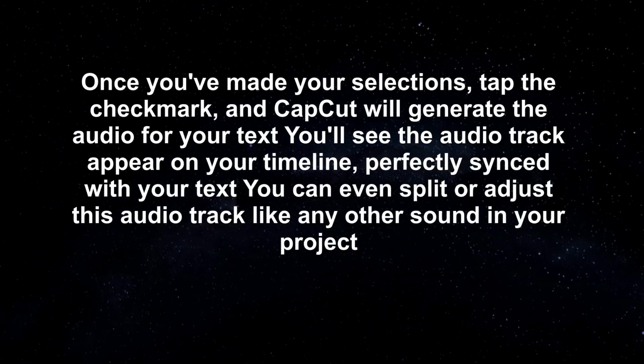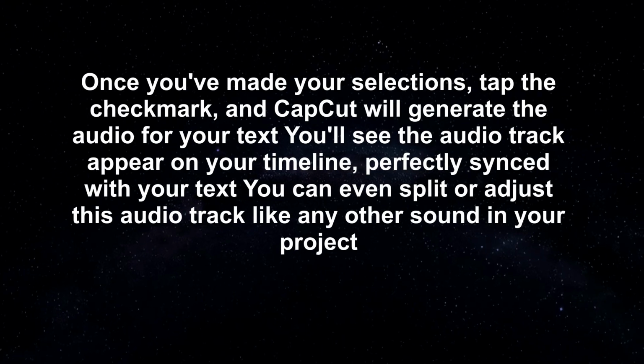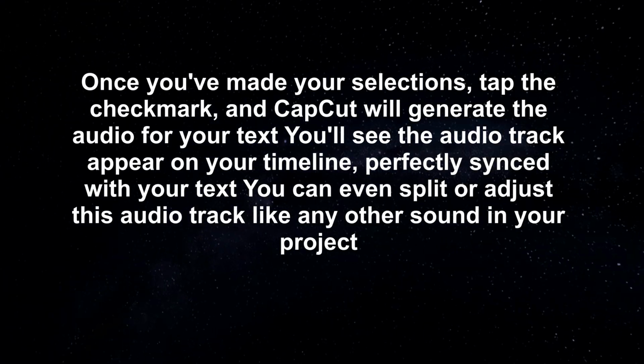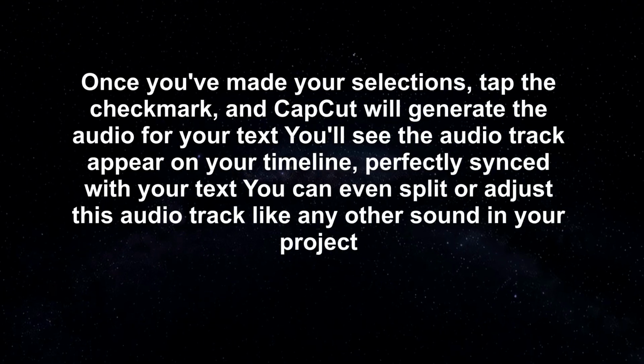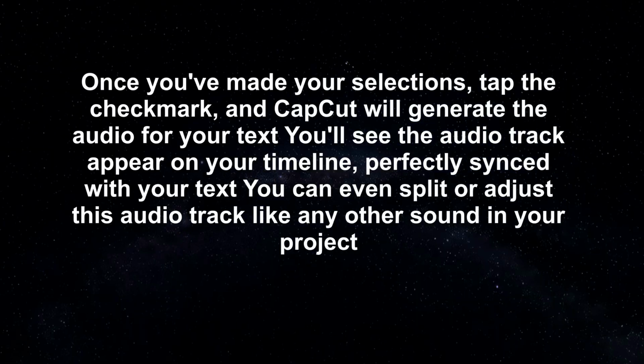Once you've made your selections, tap the check mark, and CapCut will generate the audio for your text. You'll see the audio track appear on your timeline, perfectly synced with your text. You can even split or adjust this audio track like any other sound in your project.